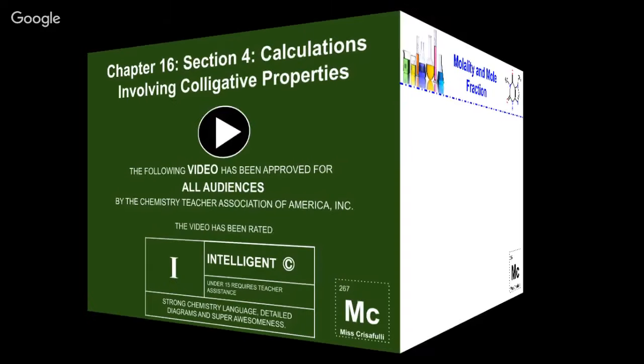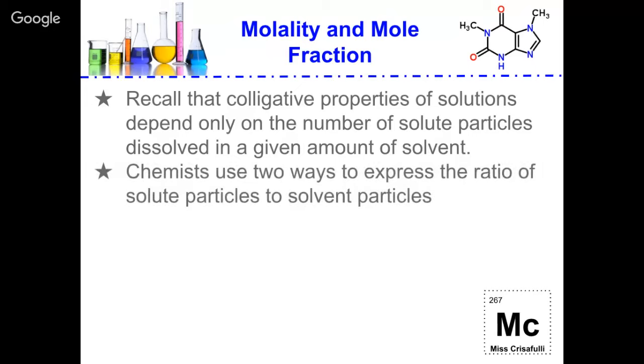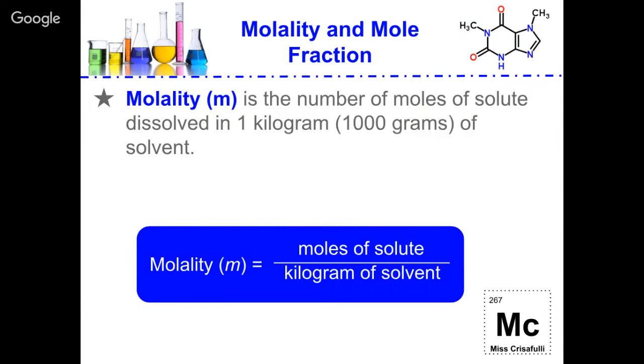So let's first start talking about molality and mole fraction. Let's recall that colligative properties of solutions depend only on the number of solute particles dissolved in a given amount of solvent. So chemists use two ways to express the ratio of solute particles to solvent particles: molality and mole fraction. Molality is the number of moles of solute dissolved in 1 kilogram or 1,000 grams of solvent.